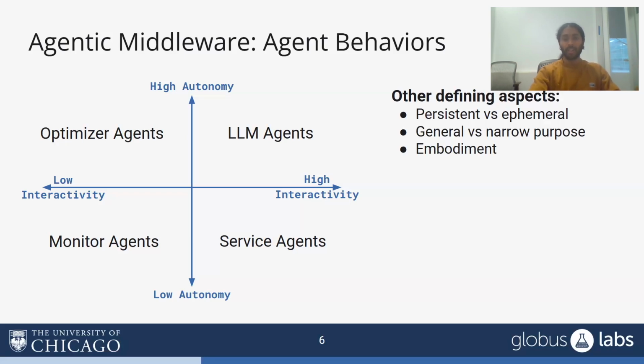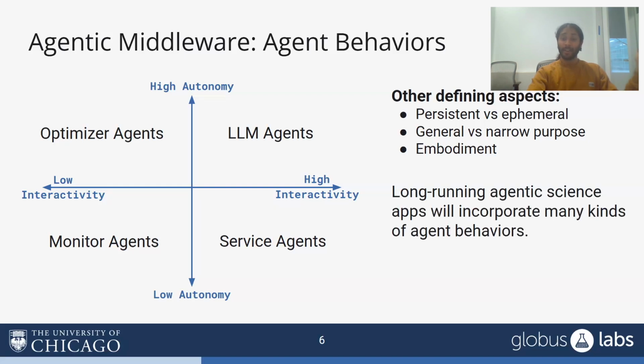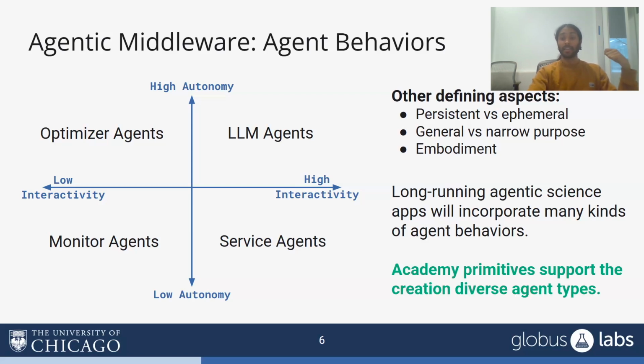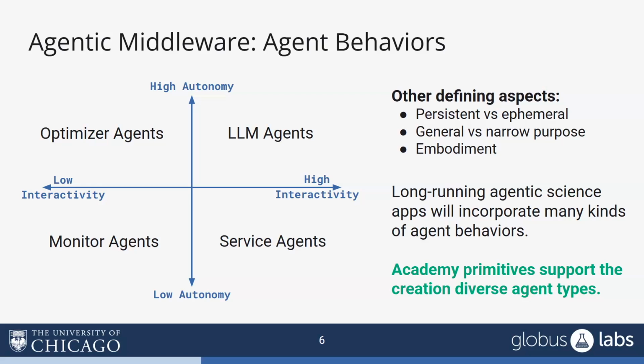And this is just one of a range of categories that we could be looking at. We could be looking at how long living they are, how general they are, if they're embodied or not, and how embodied they are, right? Are they just controlling a telescope, or are they able to synthesize dangerous chemicals, things like that? And really the vision here is that future scientific applications will need to incorporate all of these behaviors, and we need to design the primitives to support them without biasing the creation of these agents.